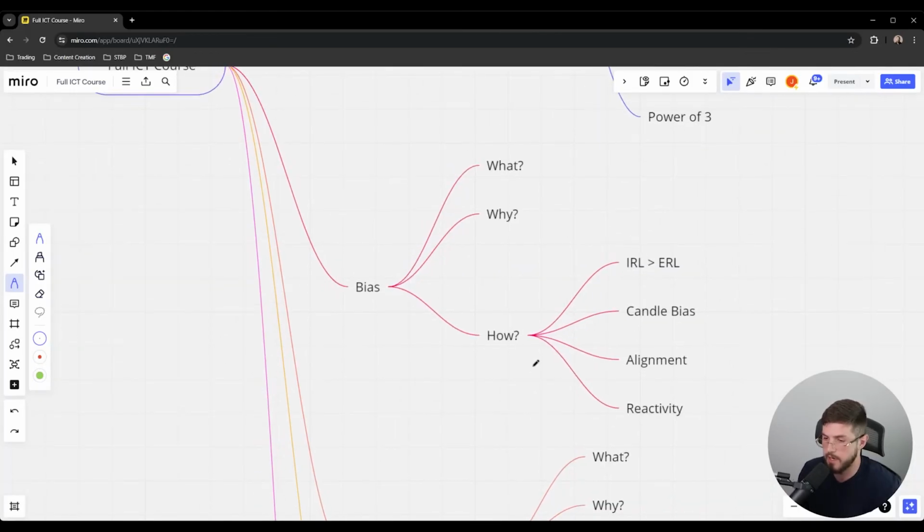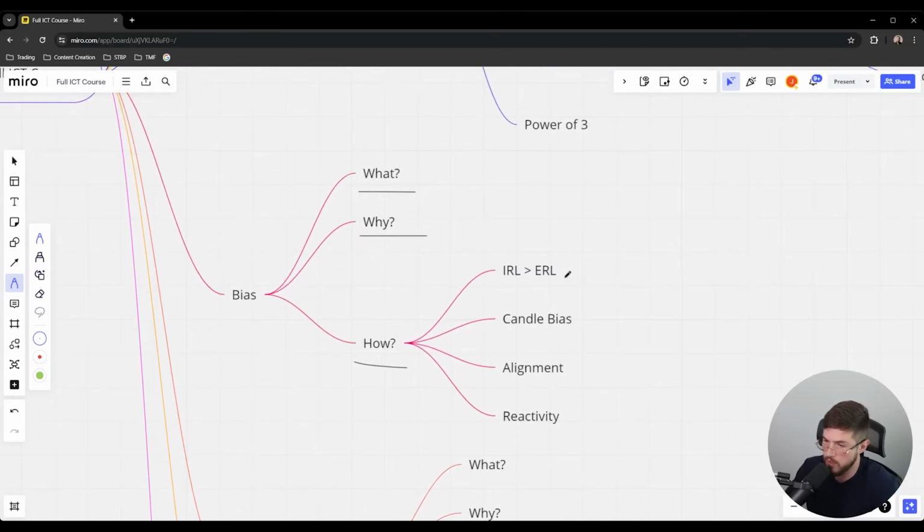All right, now let's talk about one of the most subjective and difficult parts of ICT. And if you don't understand this, then literally nothing will work because you're going to consistently be trading the wrong side of the market, which is daily bias. What is it? Why do we use it? And how do we use it? We're going to break it down into 4 easy concepts, which we've already talked about one. Then we're going to talk about candle by candle bias, alignment, and reactivity theory, something else that I have come up with over my time in the markets.